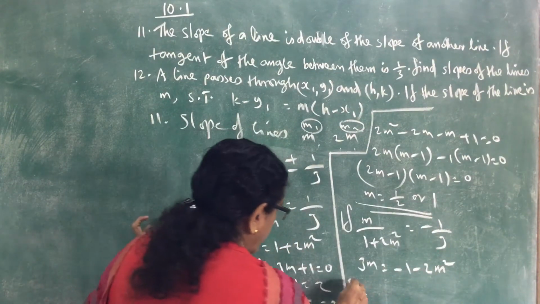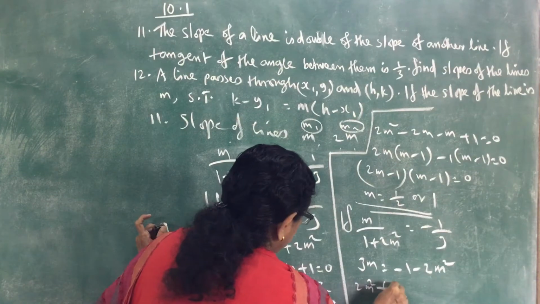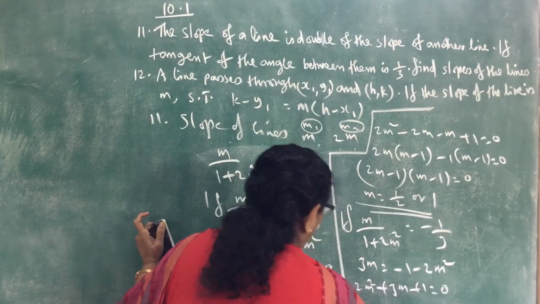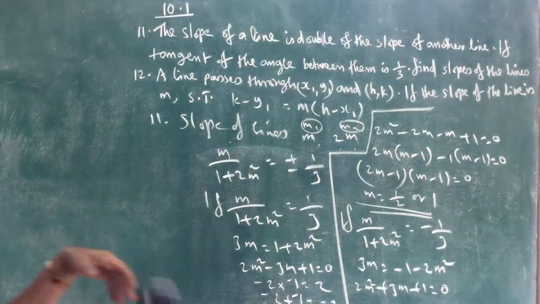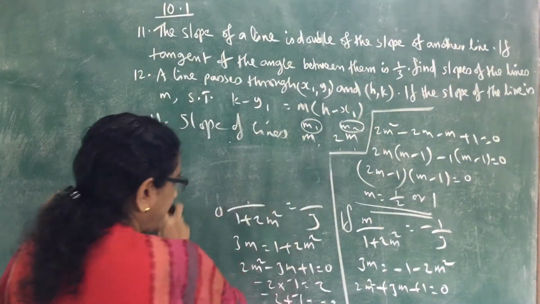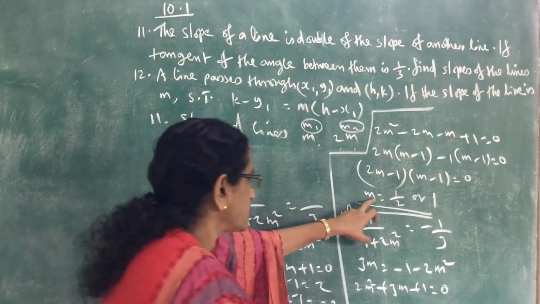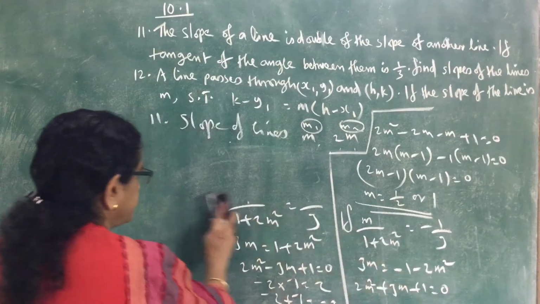Take all the terms to one side. 2m square plus 3m plus 1 equal to 0. Now we can factorize and find it. So in this case, we got two values. Now we are considering the other case.